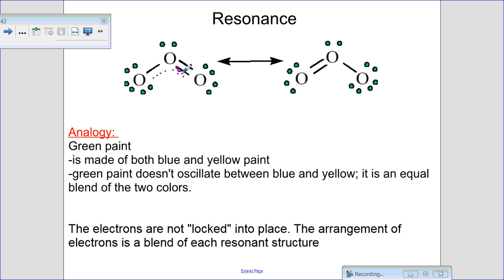Then you wouldn't have this here. But you would have a hybrid bond that would act between all three of those oxygen atoms in the molecule. With resonance, the electrons are not locked into place, so the arrangement of electrons is a blend of each of the resonance structures. All you need to know for my class is that if you have a polyatomic ion or a molecule that can show resonance, you need to show all of the resonance structures that are available to that particle, to that polyatomic ion or molecule.